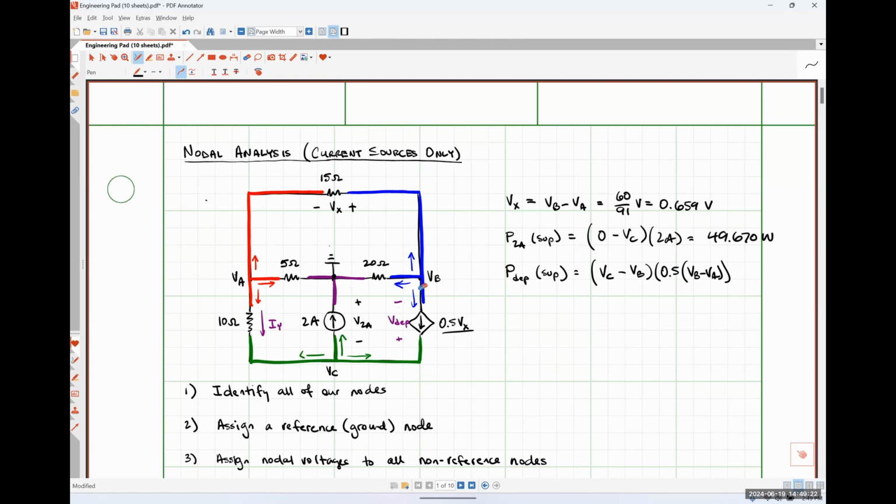So let me throw that into my calculator really quickly. VC minus... I got negative 5.724 watts.